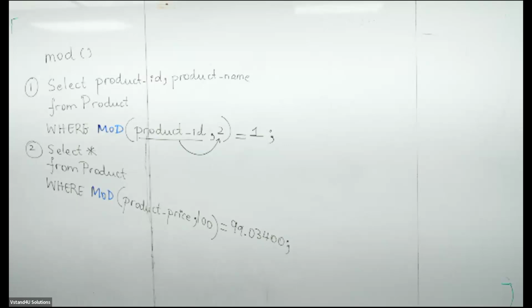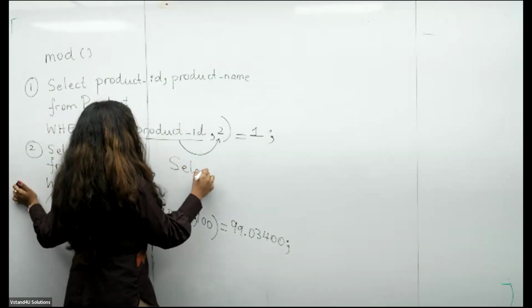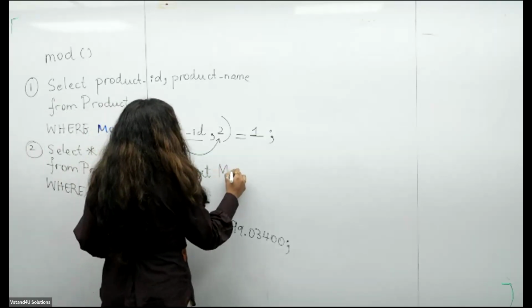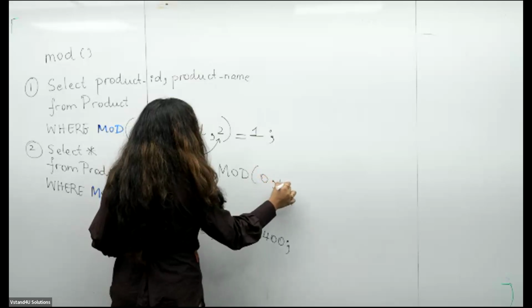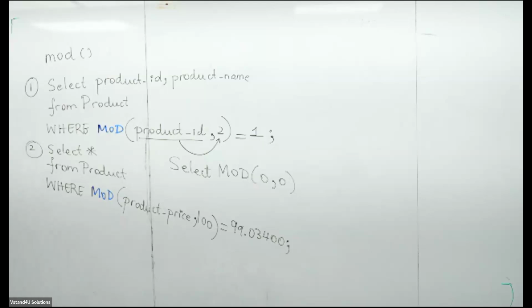Take down the next question. No, not a question. I will just casually ask you one. Predict the output of the following query. The query is select modulus of 0, 0. Now, the options are, will you get 0, or 1, or error, or null value?